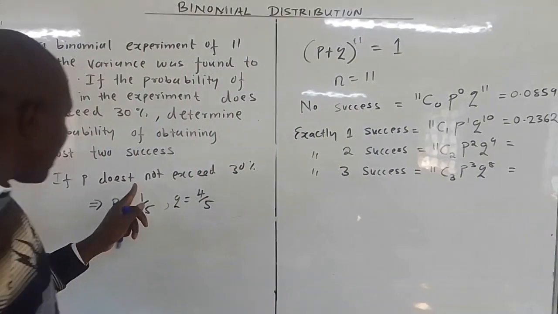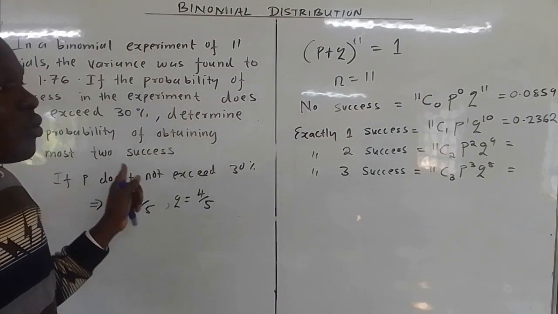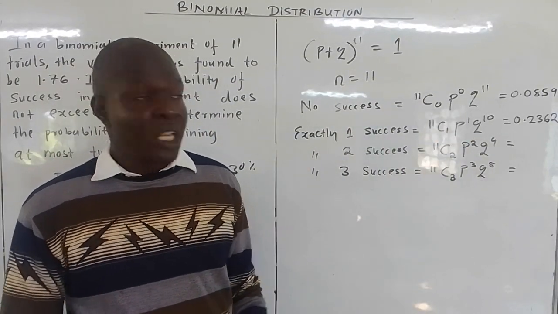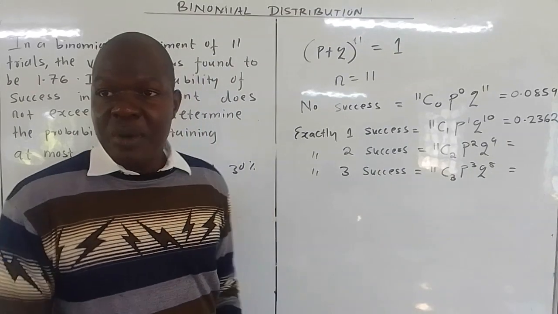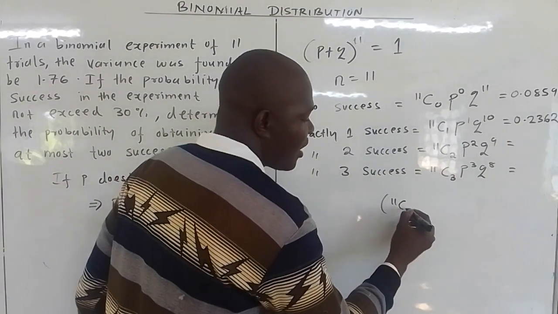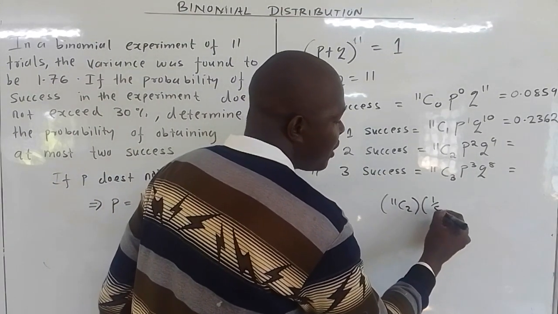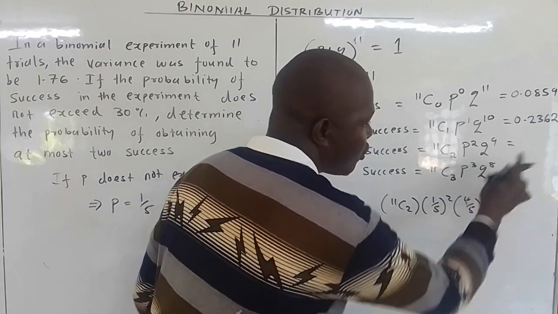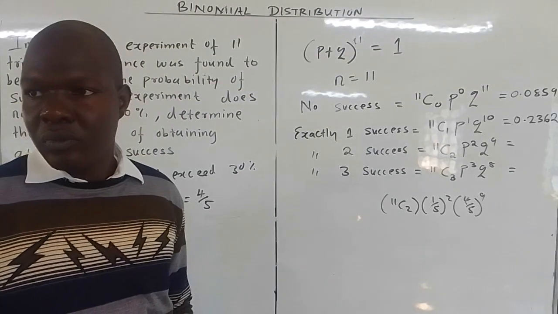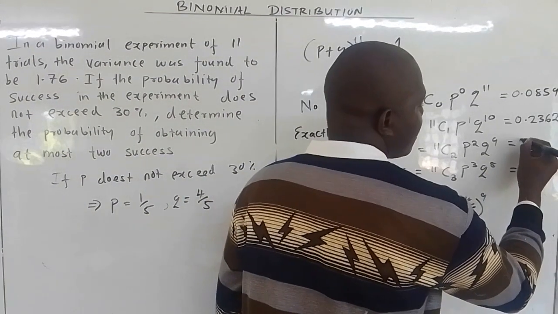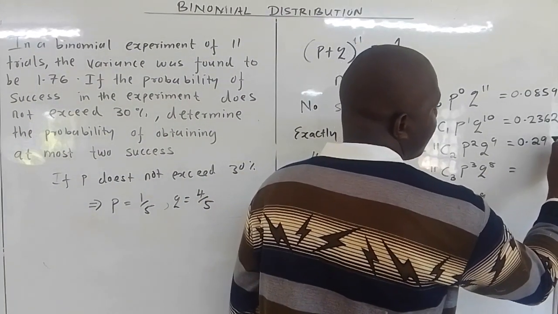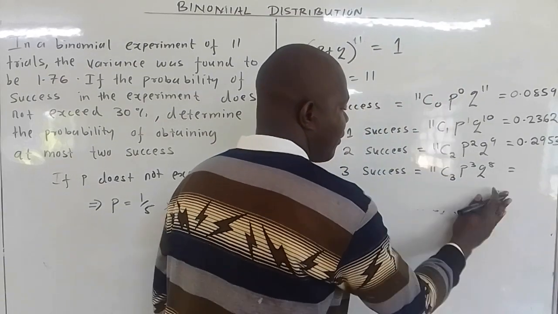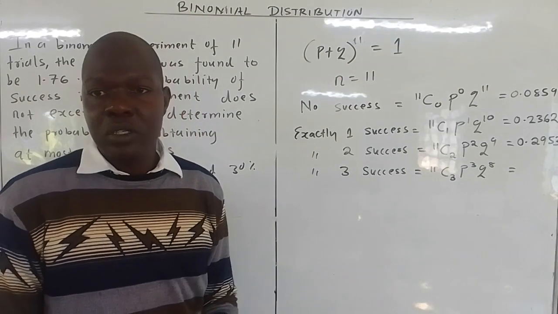Because here we are talking about at most 2. At most 2, we only need few of them, maybe 1, 2, 3 only. Then we use them, isn't it? I get this other one using the same procedure. 11 combination 2, then P is 1 over 5 to power 2, then Q is 4 over 5 to power 9. What do you get there? 0.2953.